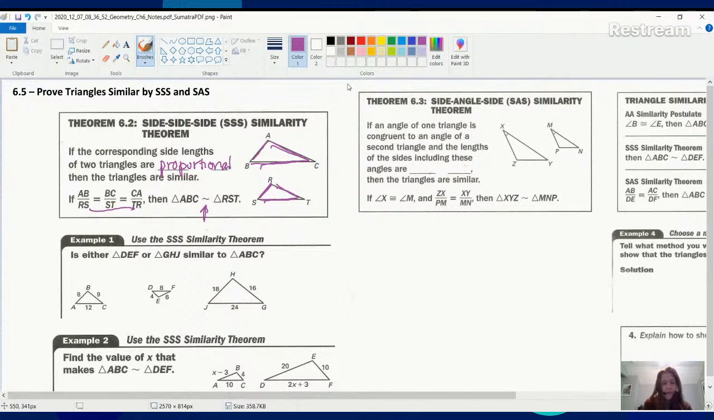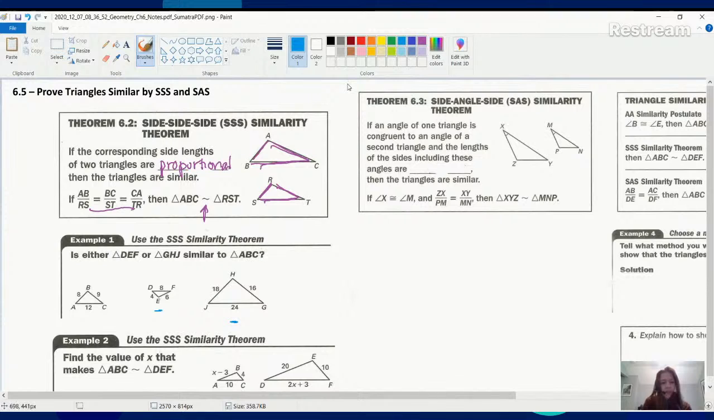So to do this isn't really too difficult. It's just honestly a little bit time consuming. So let's go ahead and dig in so you're not watching this forever, right? So the first one here says, is either triangle DEF or GHJ, so we've got DEF right here and GHJ here, are either of those similar to ABC? So a lot of people want to just look at them, but you can't necessarily look. We have to check, right?